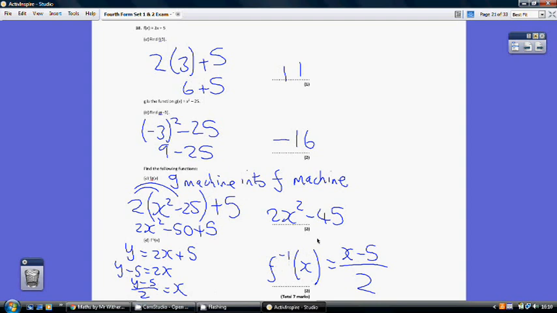And remember what this does. This undoes what the f function does. So when we put 3 into the f function, our output was 11. So we had an input of 3, an output of 11. This inverse function does the opposite. So if we take that output of 11 and pop it into this inverse function, 11 take away 5 is 6, 6 over 2 is 3. So the output of this was the input of the f function.